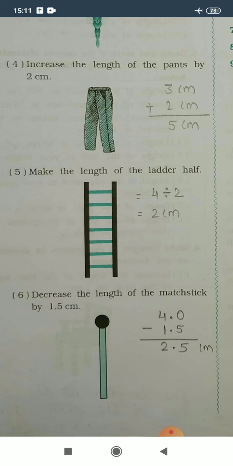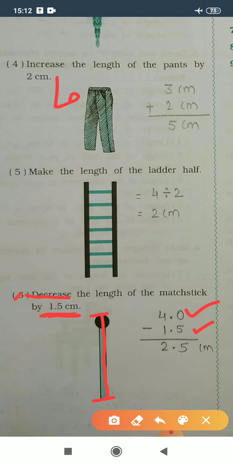Question number 6. Decrease the length of the matchstick by 1.5 centimeters. Decrease means you need to subtract 1.5 from the total length. So the total length of the matchstick is 4 centimeters and you need to subtract 1.5. So 1.5 is in decimal terms. So as I have explained to you, we will write here 4.0 minus 1.5.